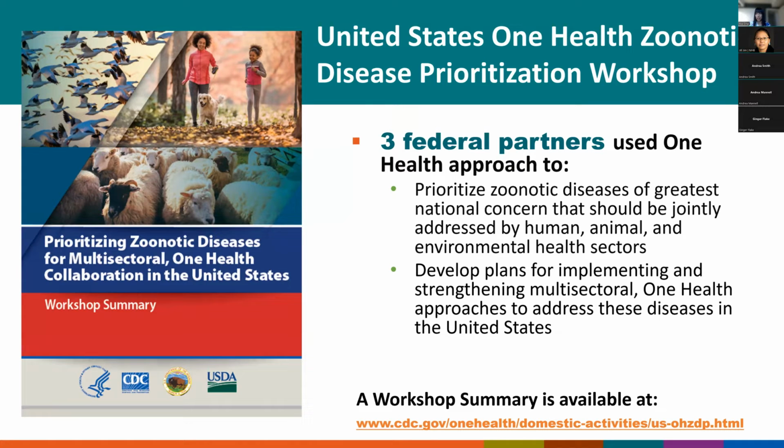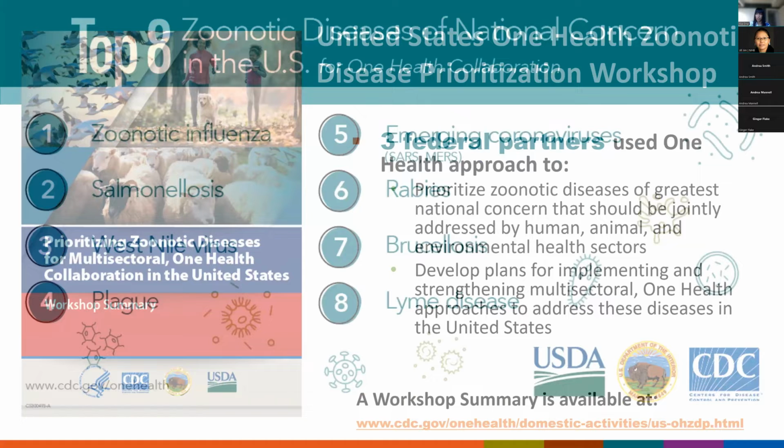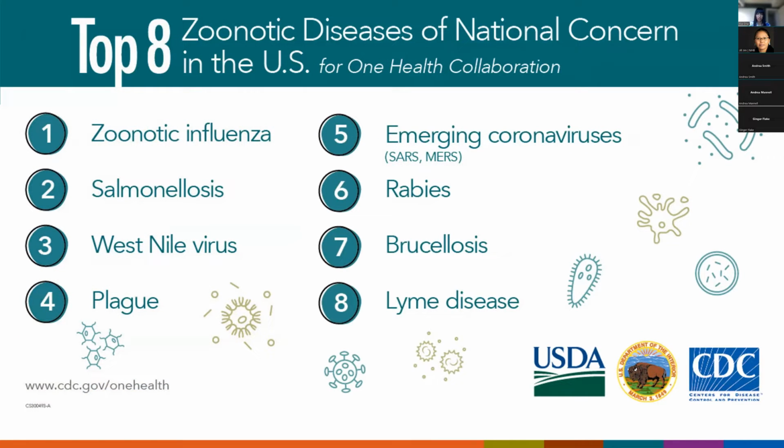So the first outcome of an OHCDP is what I talked about before, that initial list of priority diseases. These should be the diseases that the jurisdiction or locality thinks are most important for coordinating One Health action. So they're not necessarily the ones that are important for any one sector. They're the ones that are most important for One Health action. And this list is usually between 5 and 10 zoonotic diseases, depending on the capacity of the locality. And in the US, you can see here there were 8 zoonotic diseases that were prioritized.